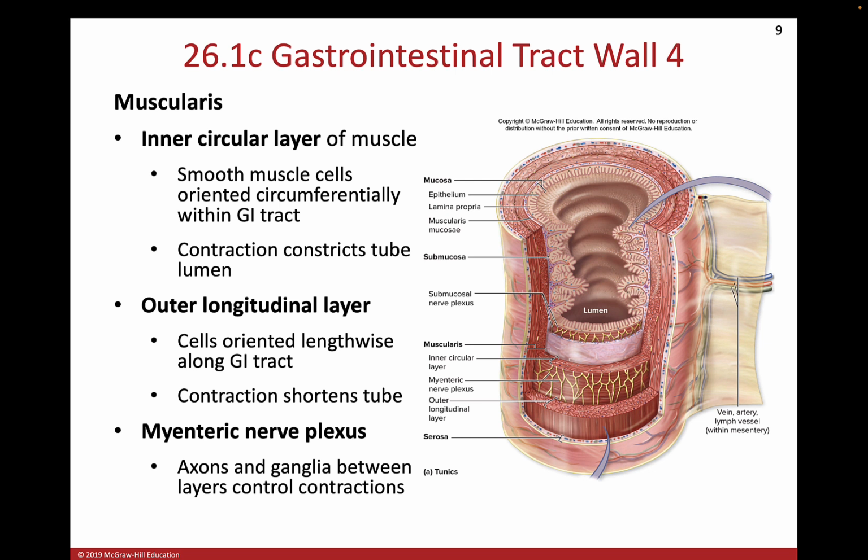What we will address to a significant extent is the process of motility in the GI tract. Motility is how things are moved through. It's going to be how things are mixed. And quite often, many of the diseases that are associated with the GI tract impact motility. Now, there's also a myenteric nerve plexus, and these are axons and ganglia that, between the layers, control the actual contractions of the inner circular layer and the outer longitudinal layer of smooth muscle.